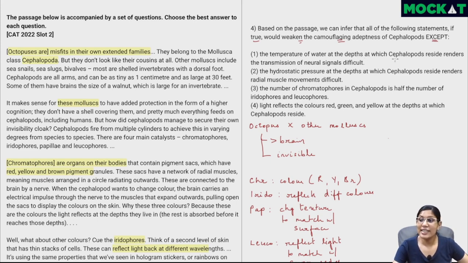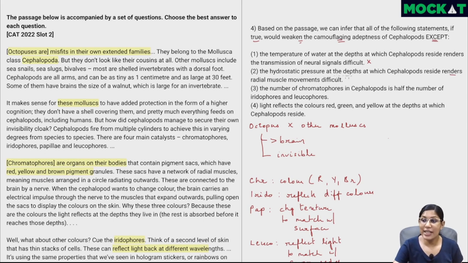The temperature of water at the depths at which cephalopods reside renders the transmission of neural signals difficult. So neural signals are nerve signals, if they are difficult. Now here we've been told that around the chromatophores, there's a network of radial muscles which are connected to the brain by a nerve. And when the cephalopod wants to change color, the brain carries an electrical impulse through the nerve to the muscles that expand outwards, pulling open these sacs to display the colors on the skin. So if the temperature is so cold that the brain is not able to send a nerve signal to these radial muscles, the sacs themselves would not be open. So this is something which is definitely going to weaken their camouflaging ability.